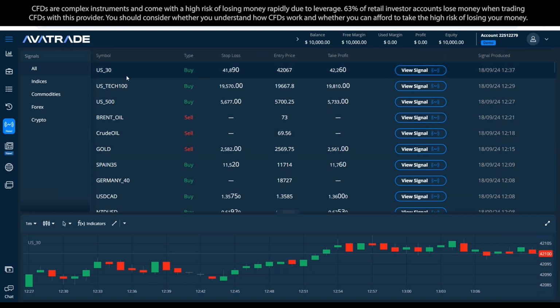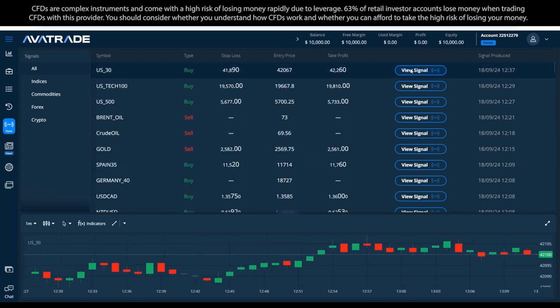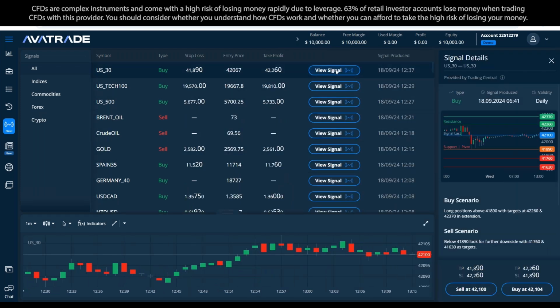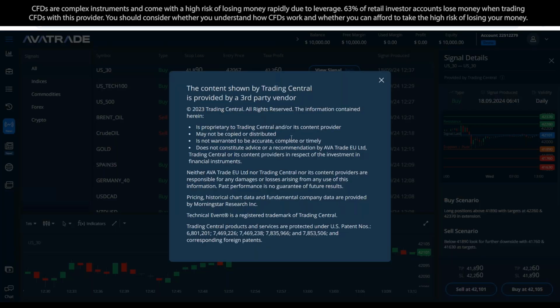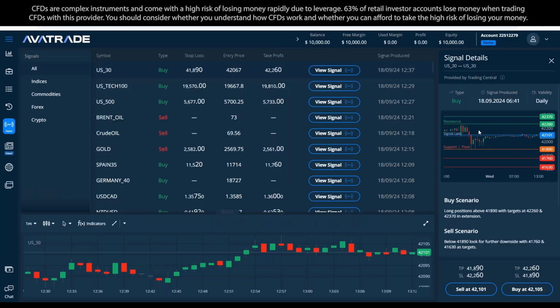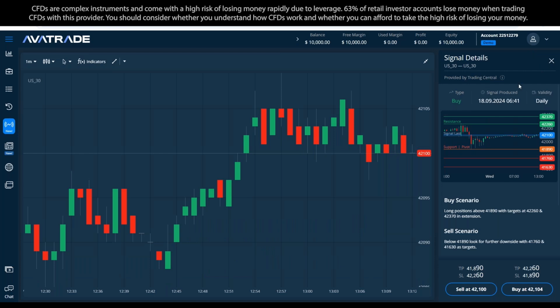Okay, so let's look at Dow Jones here. Once I click on View Signal, to the right, there is another menu here. It's important to know it's not AvaTrade's signals, it's the Trading Central. Now, I can expand it all the way up, of course. And if I go to the right, I see what's going on. We have here support and resistance, which are defined levels on the chart.